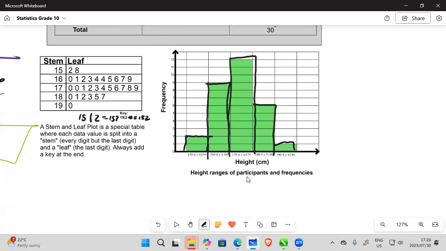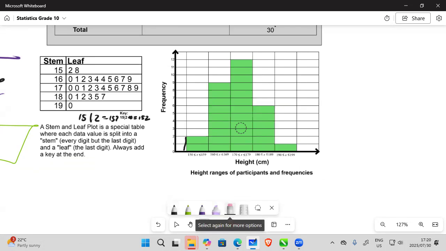On my x-axis, I said these are height, and I included my units of measurement in centimeters. And here, this will be frequency. And at the bottom, I put a nice descriptive title, which will be height ranges of participants and frequencies. So how many people belong to this category? It's 2. How many people belong to this category? It's 9. How many people belong to this category? 12.